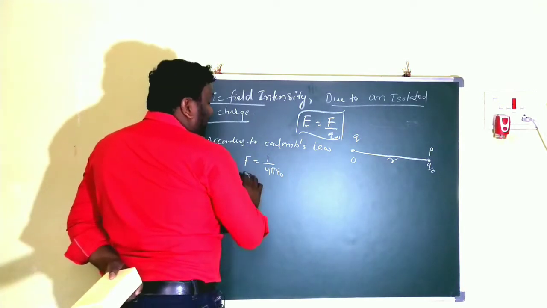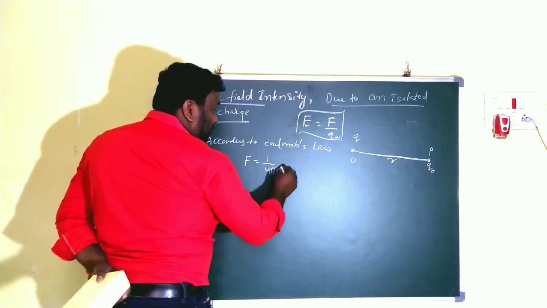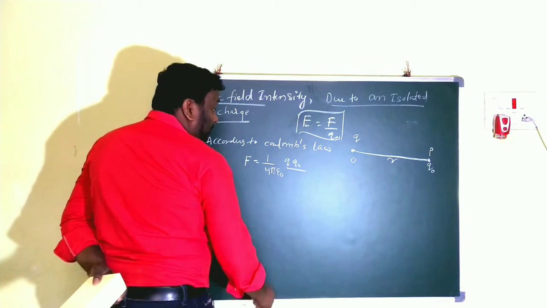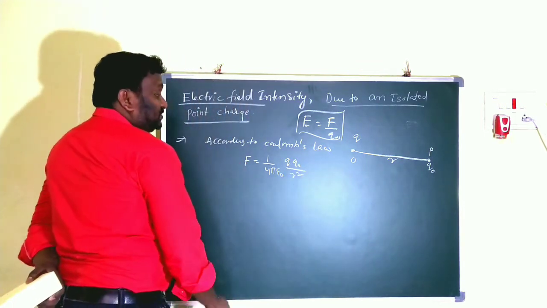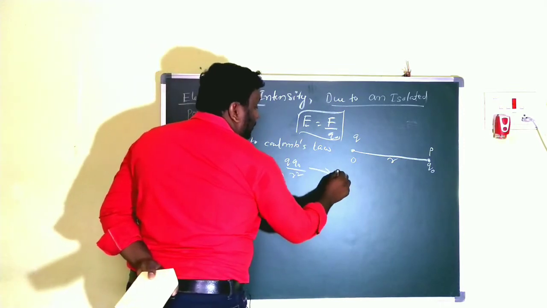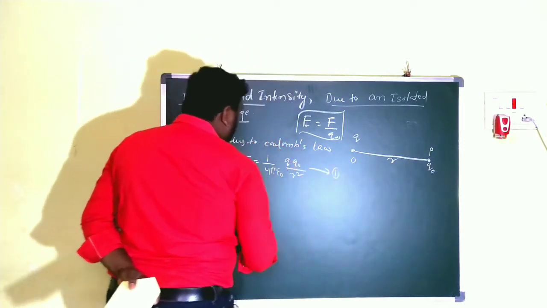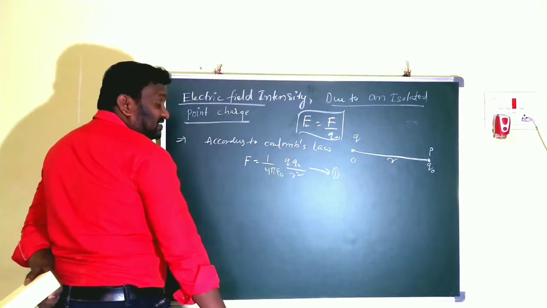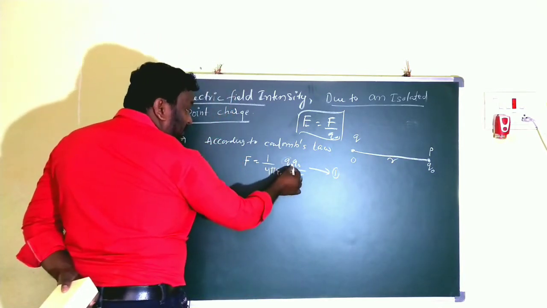So here we are writing F is equal to 1 by 4 pi epsilon naught Q Q naught by R square. So this is equation number 1. By using Coulomb's law, we are writing the force between two charges. That is, F is equal to 1 by 4 pi epsilon naught Q Q naught by R square. Equation number 1.